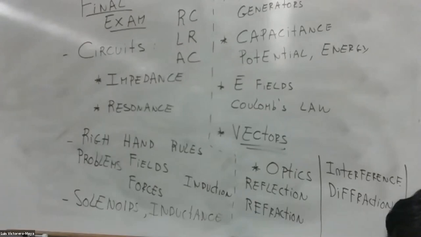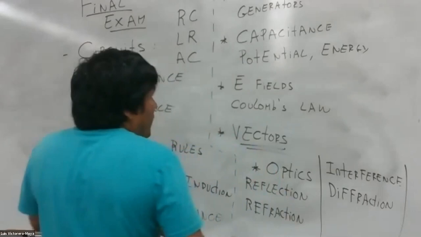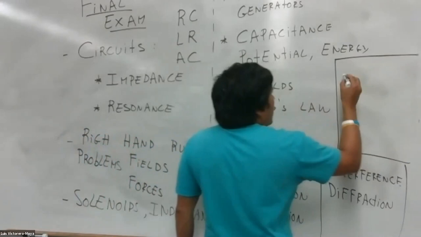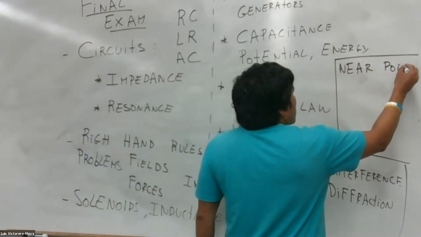And then, well, refraction, reflection, mirrors and lenses. And I should put it here as well, optical instruments. So near point and far points. So nearsighted, so near point problems. And the power of a lens.